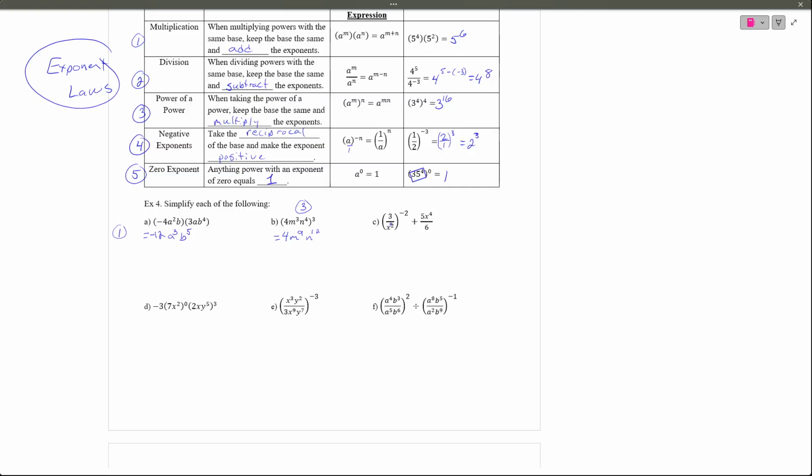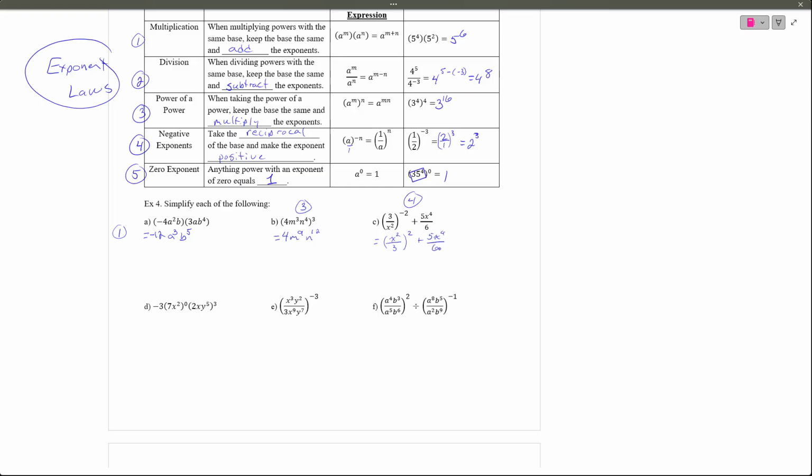Over here, what do we got going on here? Well, we got a whole bunch of fractions, but more importantly, we have a negative exponent. And the rule says when we have a negative exponent, this is going to be rule 4, negative exponent, we're going to flip it. So we're going to take the reciprocal and make the exponent positive. So this is going to be the equivalent of x squared over 3, and that whole thing is squared. And we still have our plus 5x to the 4th over 6.